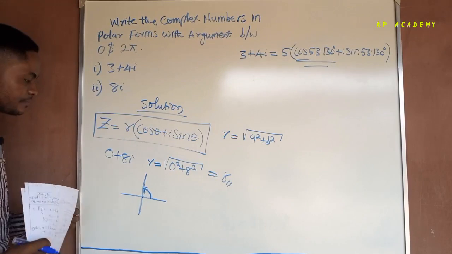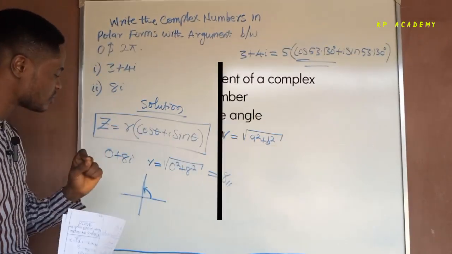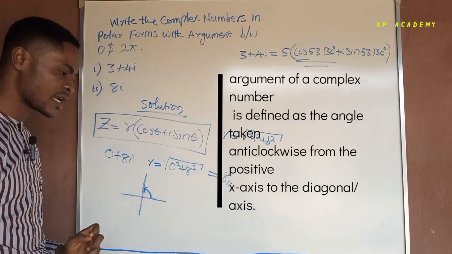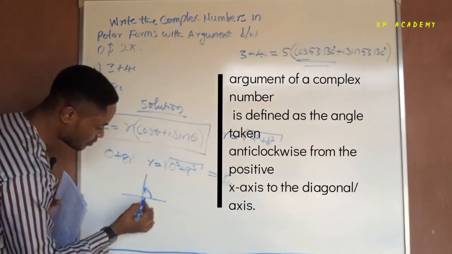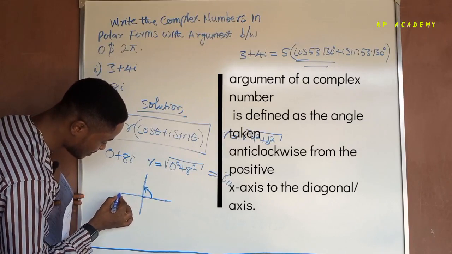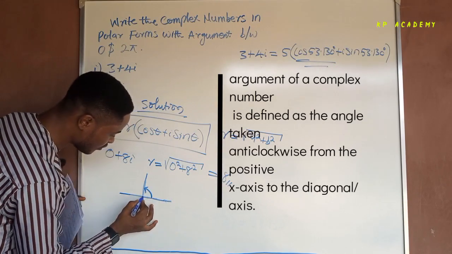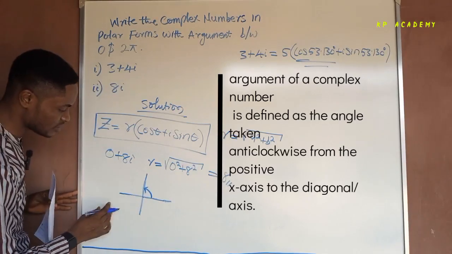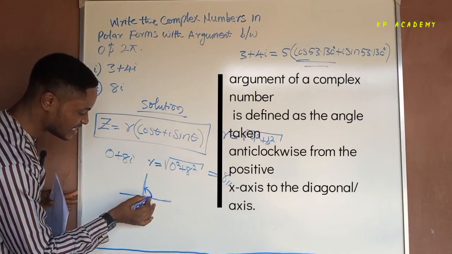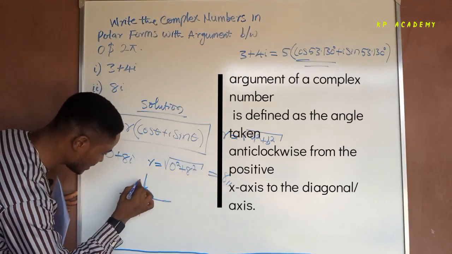Now, lest I forget, the argument of a complex number, that is that theta, is the angle taken from the positive x-axis to the diagonal. So the angle has to be taken from the positive x-axis. The whole of this is actually the x-axis, but from here towards this part is the positive x-axis, and from here towards this part is the negative x-axis. So the definition says that it is the angle taken from the positive x-axis anti-clockwise to the diagonal. So this is the diagonal, because this is where that 8 falls.